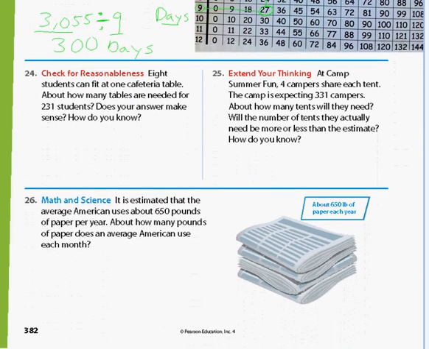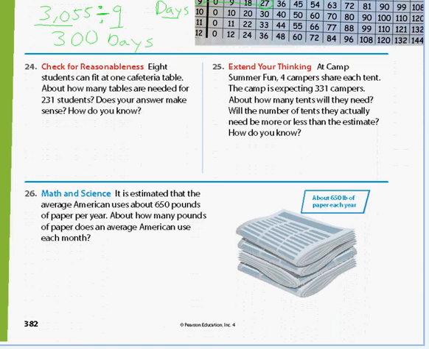We'll look at number 24. Okay, 8 students can fit at one cafeteria table. About how many tables are needed for 231 students? And does your answer make sense, and how do you know?